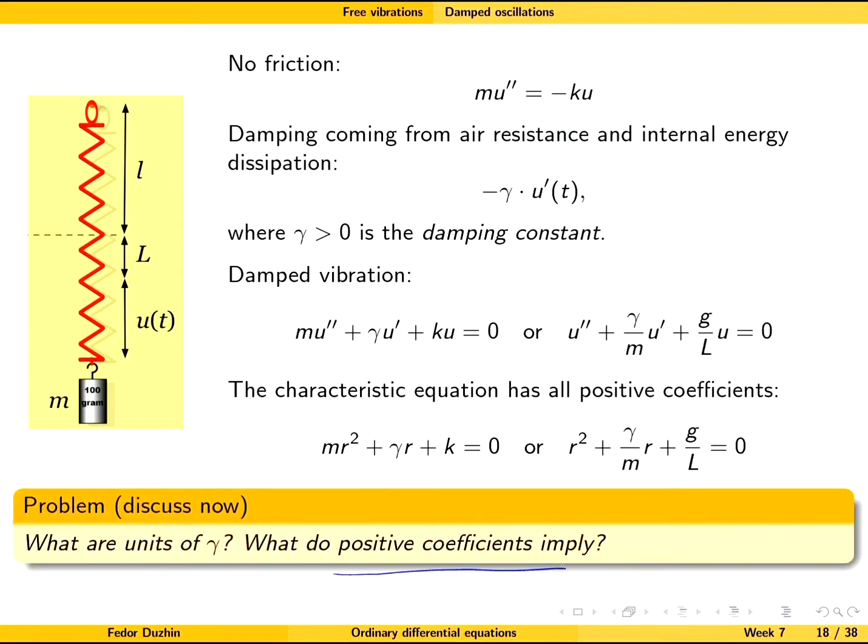the positive coefficients imply that the limit of all solutions when t approaches infinity is 0. This is what the fact that coefficients are positive tells us, which makes sense, right? Because we are trying to model real oscillations, and of course in real life oscillations are going to decay and disappear, so we expect that the limit of all oscillations is going to be 0.